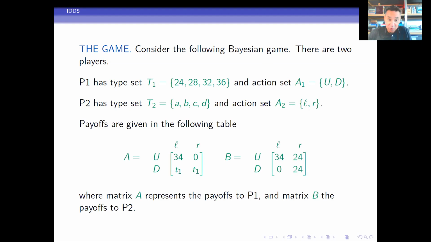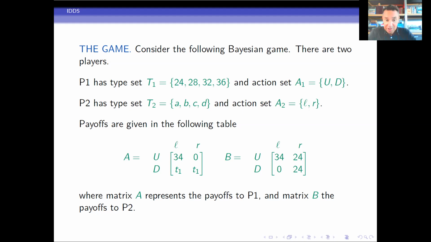And we have two payoff tables that are given here. As you can see, the players are playing a 2x2 bi-matrix game, you could say. The payoffs in the matrix A are the payoffs for player one. So if player one chooses U and player two chooses L, then the payoff to player one is 34. And as you can see, the same for player two in the matrix B.